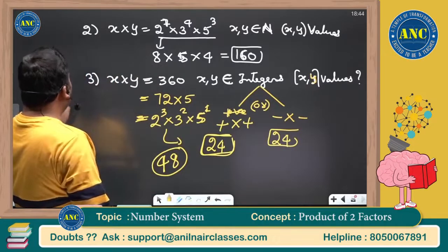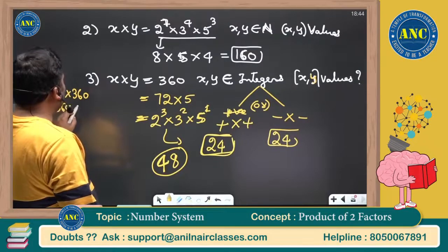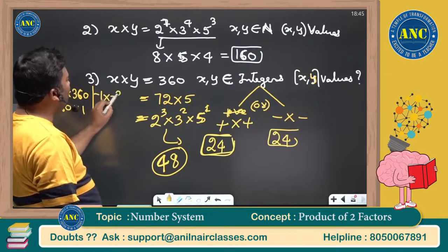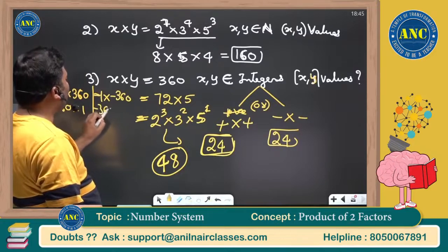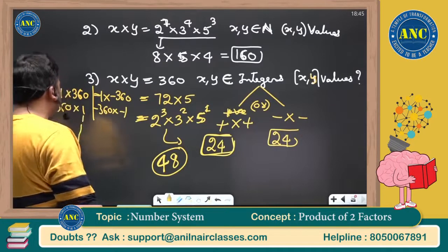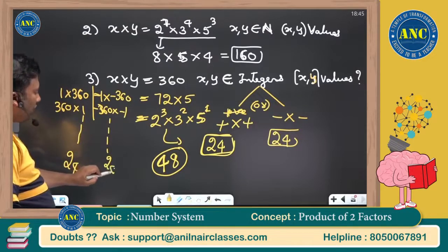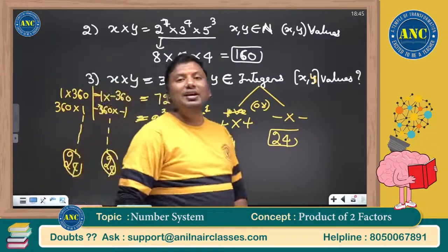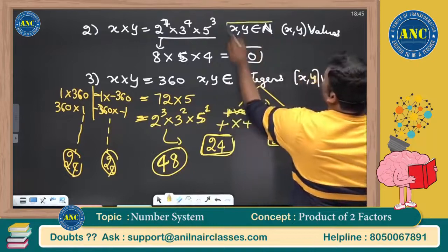Because like the way you write 1 into 360, next it is 360 into 1. This can also be written as minus 1 into minus 360, and it can also be written as minus 360 into minus 1. For this case, 24 I will get. For this case, 24 I will get. 24 plus 24, what will be the answer? 48.